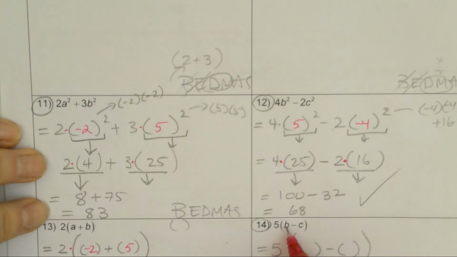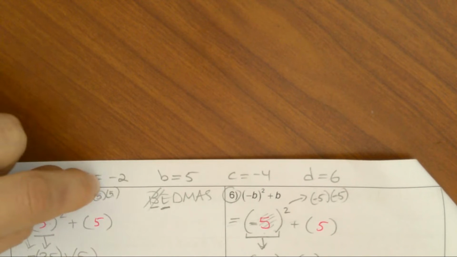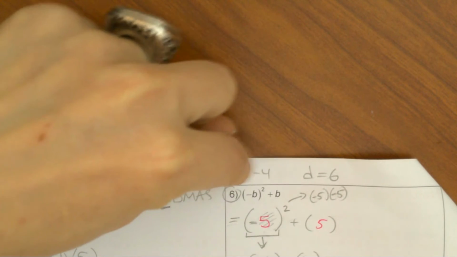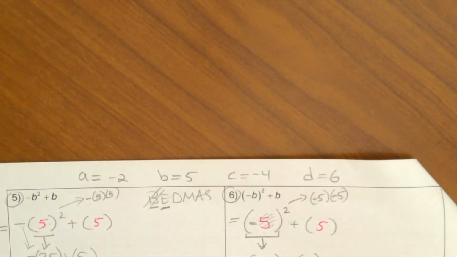How much is B? 5. How much is C? -4. Now remember, see how I have A is -2, B is 5, C is -4, and D is 6? I just took those numbers out of my head. I could have chosen anything.